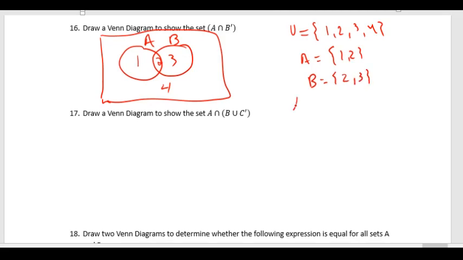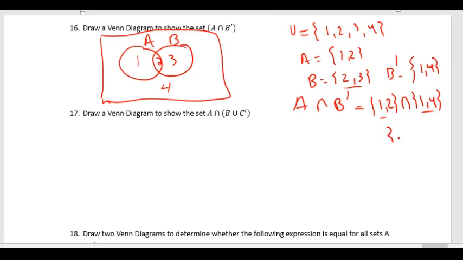A is 1 and 2, and B is 2 and 3. So if we want to find A intersected with B complement, then B complement is everything that's not in the set, which would be 1 and 4. So A is 1 and 2, intersected with B complement, which is 1 and 4. What do they have in common? 1. So we would shade what they have in common, which was 1. We come back to the Venn diagram and we shade everything that represents 1.